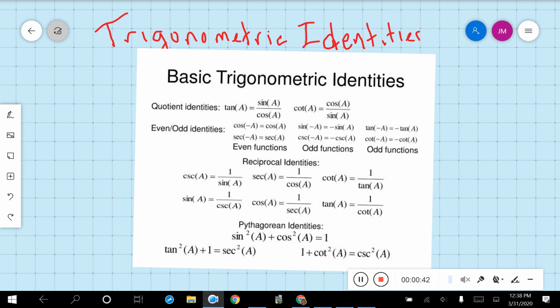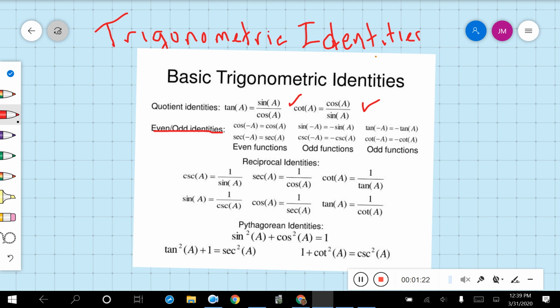Okay, we're going to talk about trigonometric identities. I put up on the screen some of the basic identities we've done before. Quotient identities: tangent equals sine over cosine, and cotangent, cosine over sine. These even-odd identities I know have been confusing for some of you, but we did go over them in depth as to why they are. It all has to do with reflections across the x-axis. But I just want to make sure that you understand the basics of them.